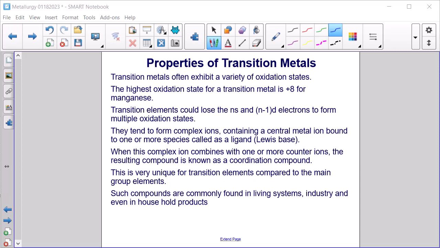They tend to form complex ions containing a central metal ion bound to one or more species called a ligand, or a Lewis base. When this complex ion combines with one or more counter ions, the resulting compound is known as a coordination compound. This is very unique for transition elements compared to the main group elements. Such compounds are commonly found in living systems, industry, and even in household products.